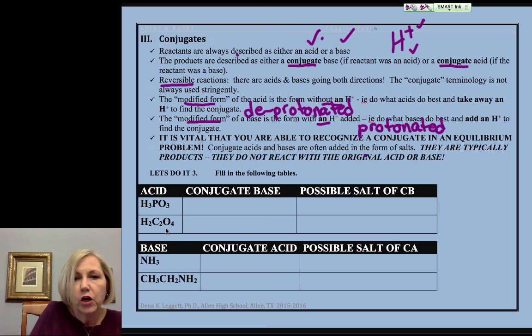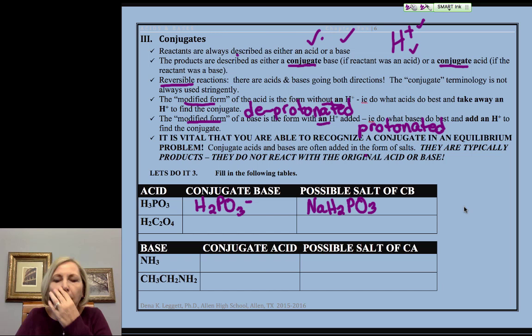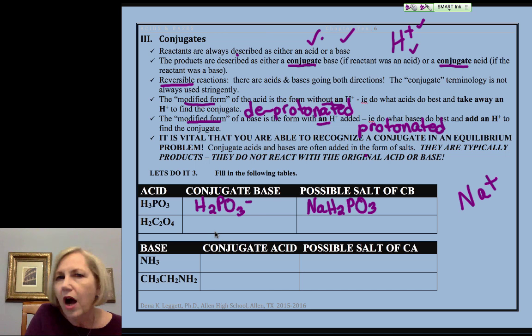So acid, the conjugate base, you lose one H at a time. So it'd be H2PO3, and I lost a plus charge, so I have a negative. A salt you might see, sodium and potassium salts are probably the most common. I mean, I can't go back to the back room and get an anion by itself. It has to come as a salt, and so it would come as a sodium salt with the sodium ion being a spectator ion. We will often ignore it.